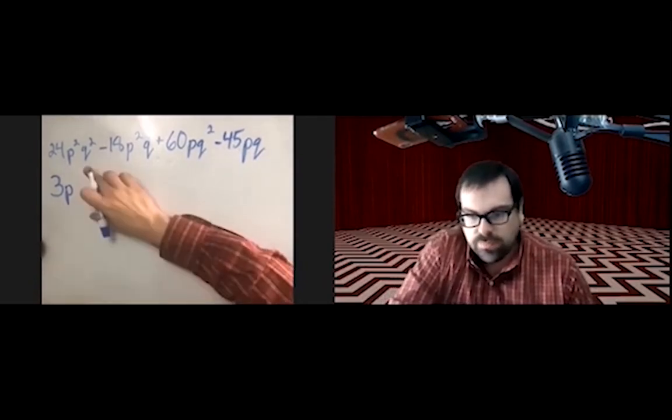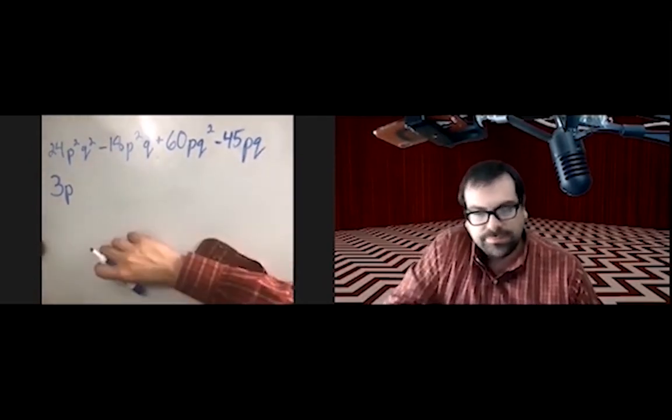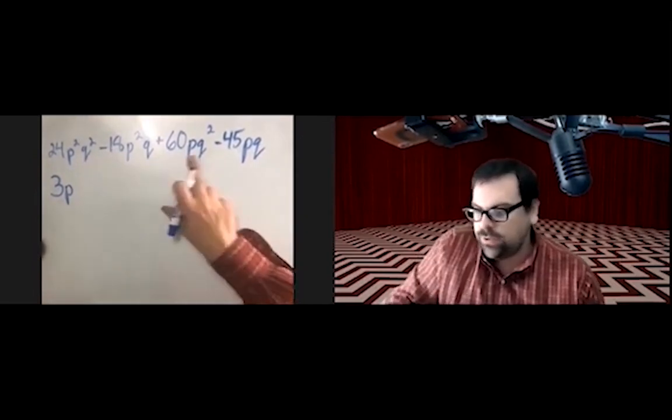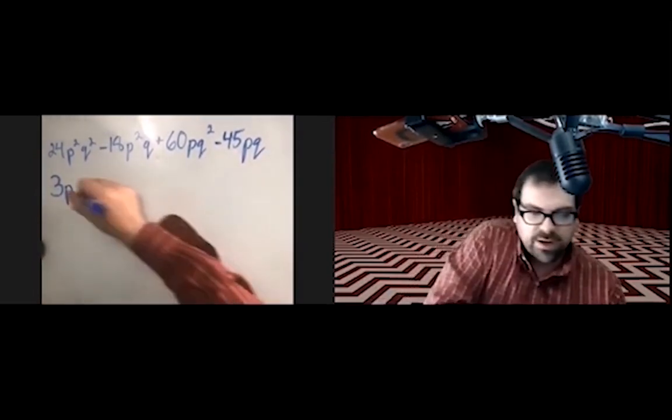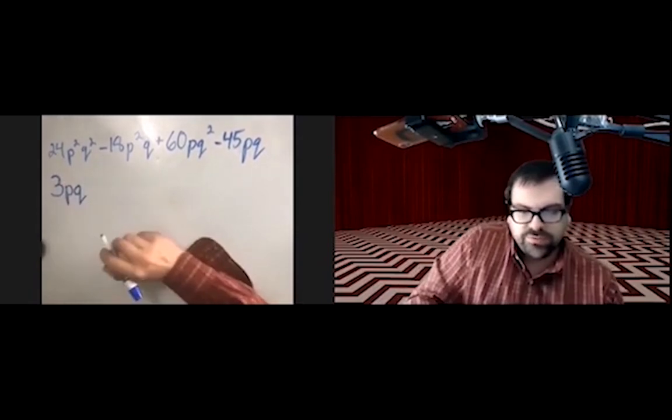Q's in all of them. Q squared, q, q squared, q. Lowest power of q is just q to the first.